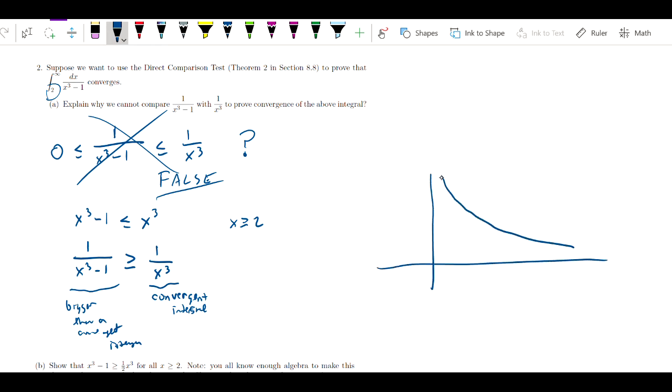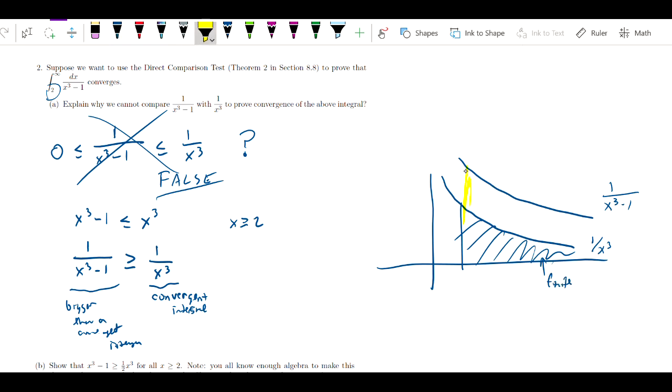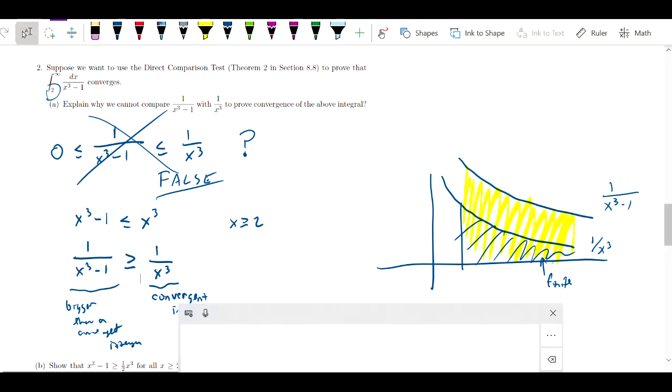In other words, if this is 1 over x cubed, and this is 1 over x cubed minus 1, all we know really is that if this adds up to a finite number, so that's going to be finite, what about this? This is going to be bigger, certainly. So is every number that's bigger than a finite number also finite? Well, it could be infinity. So we just don't know, for the same reason as in part D of the last problem.